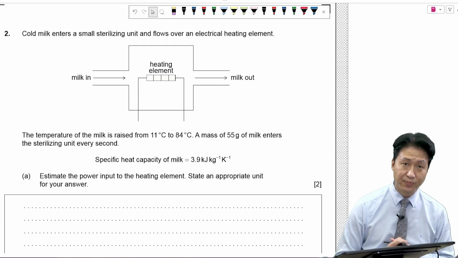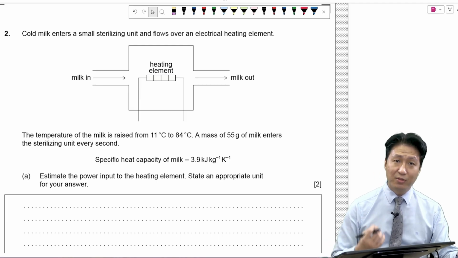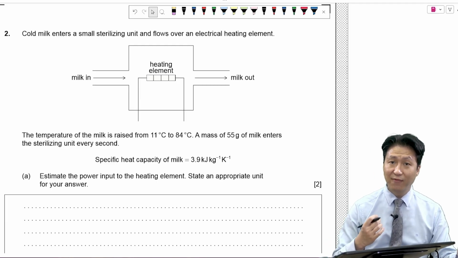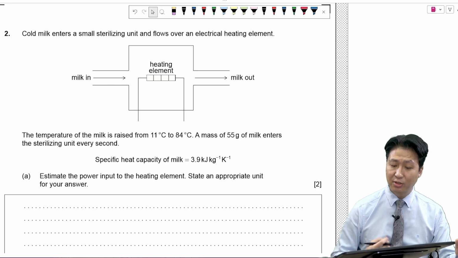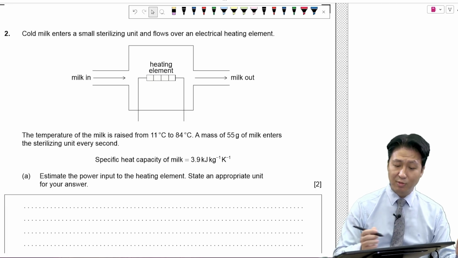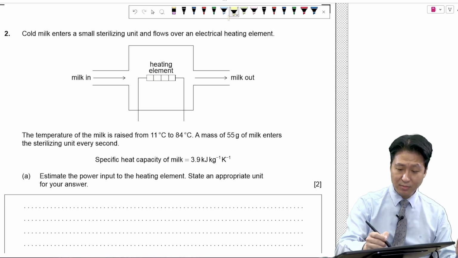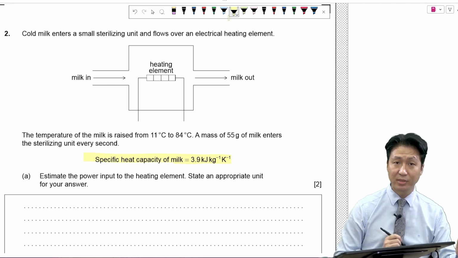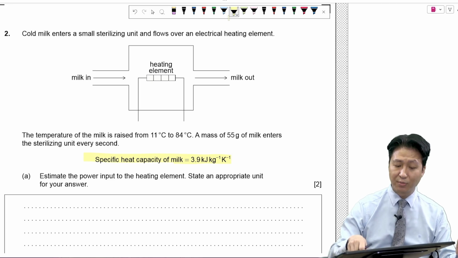Next, question number 2. It says that cold milk enters a small sterilizing unit and flows over an electrical heating element. The temperature of the milk is raised from 11 degrees Celsius to 84 degrees Celsius. A mass of 55 grams of milk enters the sterilizing unit every second. The specific heat capacity of the milk is given here. Part A, estimate the power input to the heating element, and state an appropriate unit for your answer.